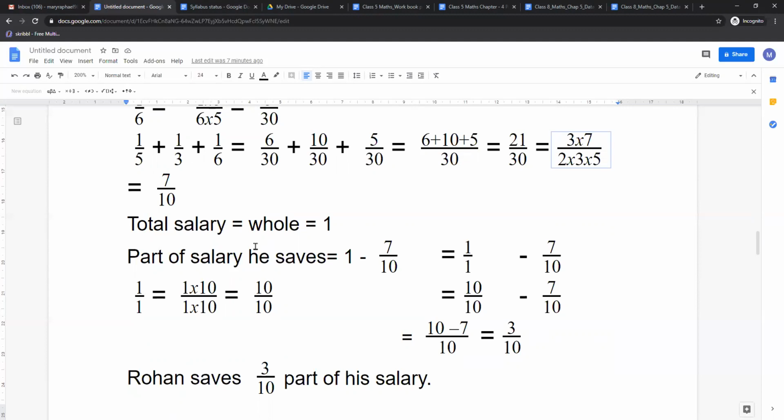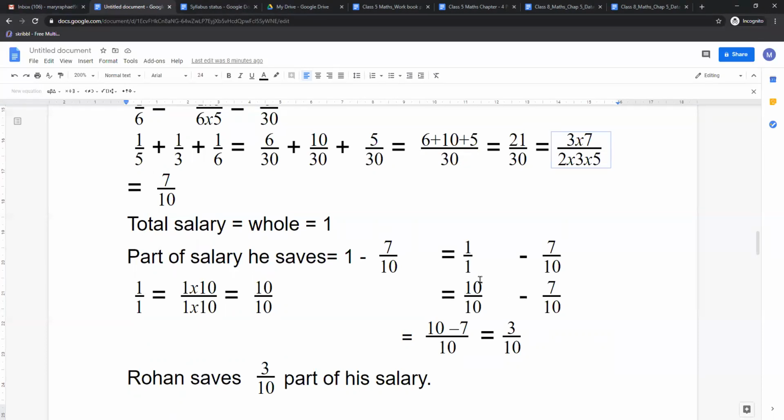So, the total salary is considered as the whole, and the whole salary is considered as 1. So, the part of salary he saves equals, from the whole 1, how much is spent? 7 by 10. That we have to subtract. So, 1 minus 7 by 10. Now, to make the 1 have a denominator, we can write 1 upon 1. So, 1 upon 1 minus 7 upon 10.